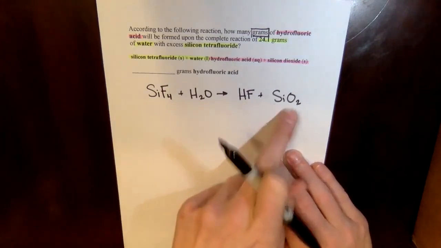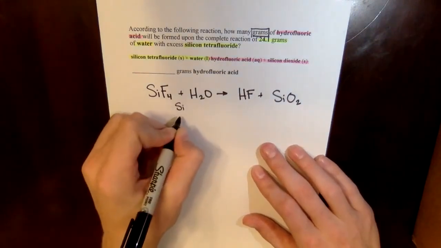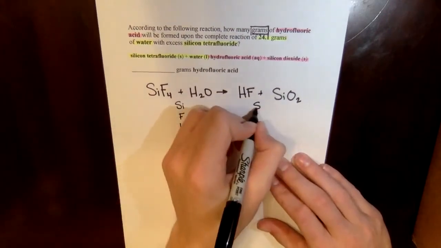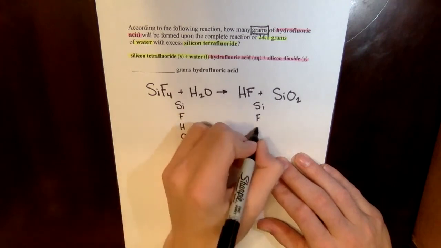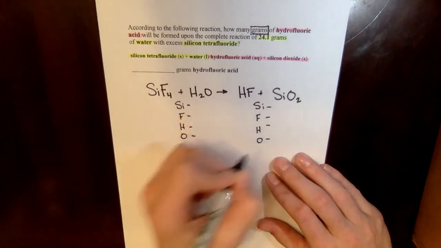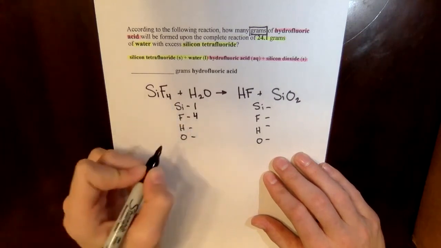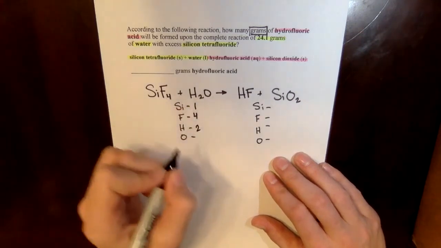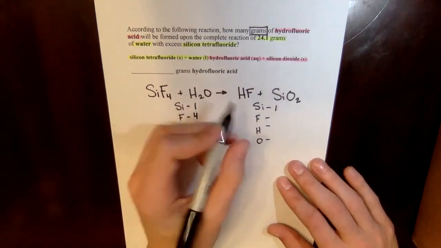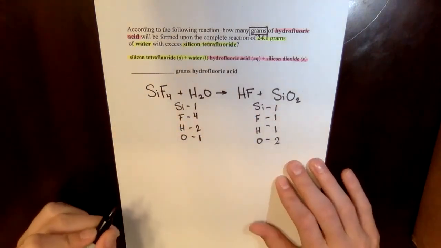Now, it's not balanced, as you can see, so we're going to need to balance it. On the left side, I have silicon, fluorine, hydrogen, and oxygen, and I have the same elements present on the right side. So I'm going to make those lists on both sides so that I can compare the numbers of atoms. On the left side, I have 1 silicon, 4 fluorines, 2 hydrogens, and 1 oxygen. On the right side, I have 1 silicon, 1 fluorine, 1 hydrogen, and 2 oxygens.